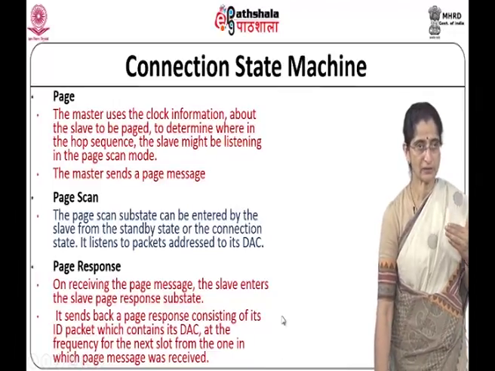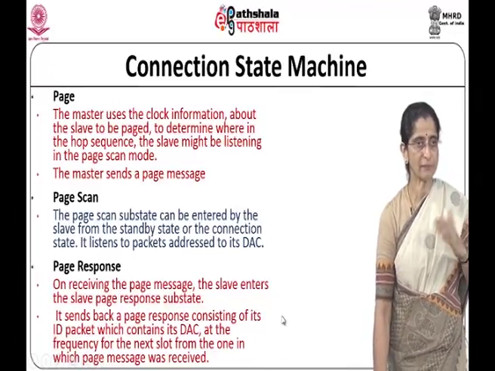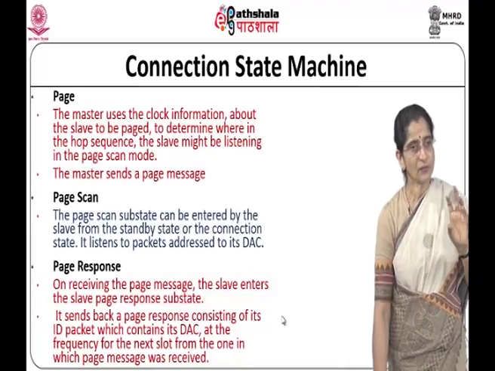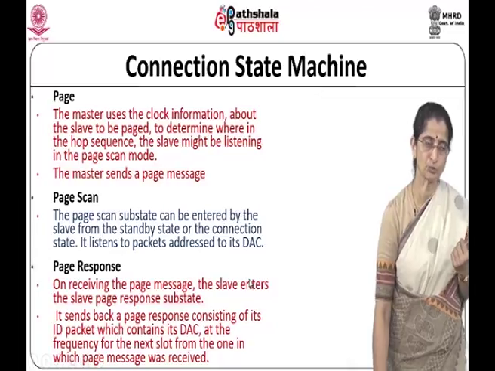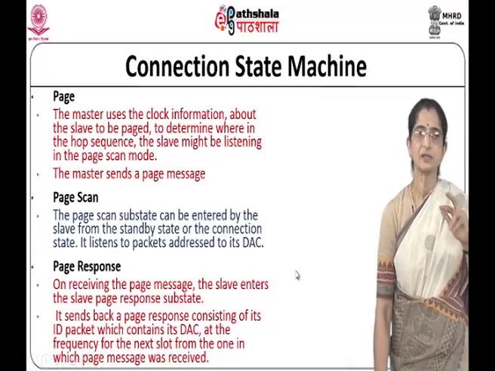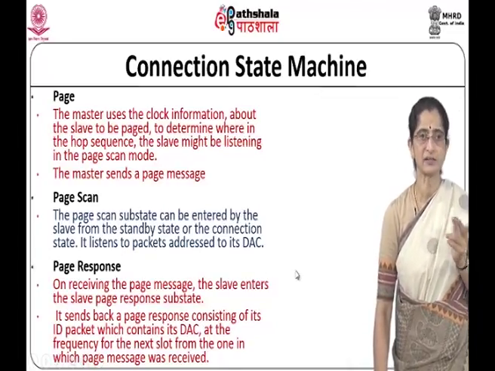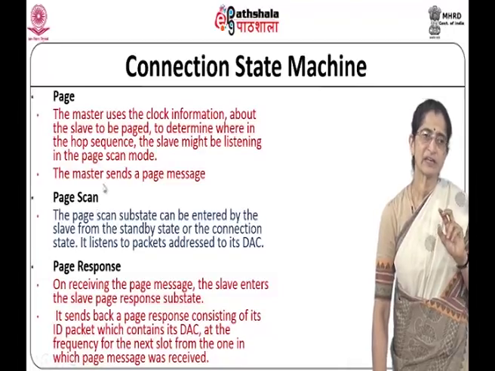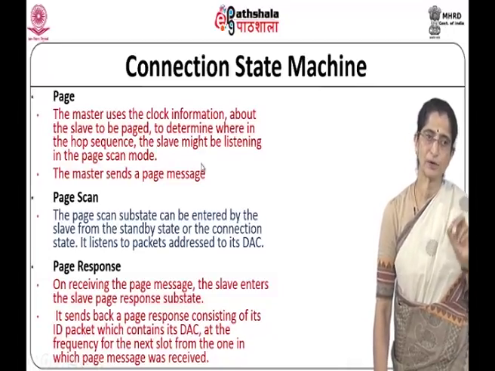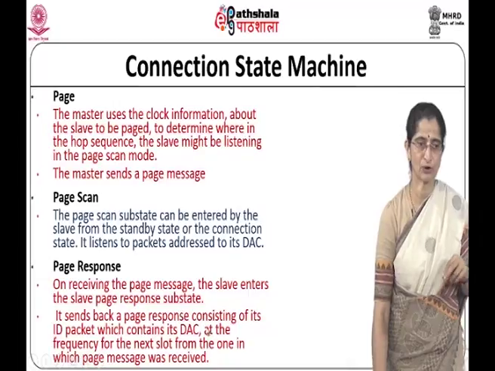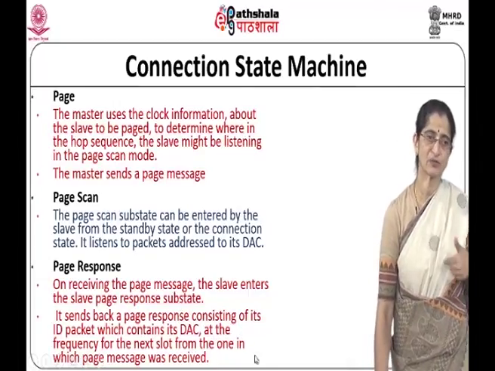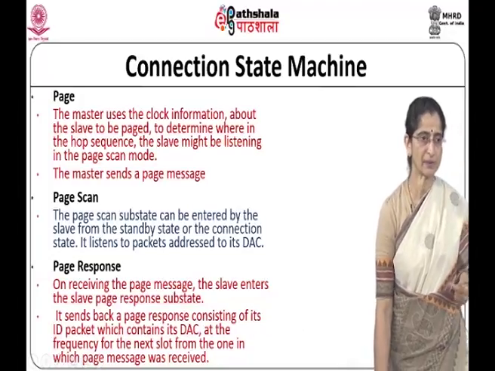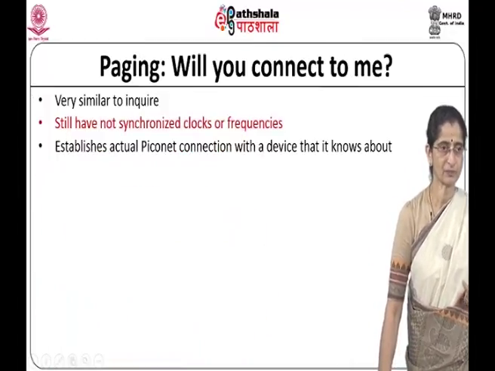So, what we actually see is that since we use time division multiplexing, the way the time slots are handled in Bluetooth is very interesting. The master and the slaves will alternate use of the time slot. Which means if the page is sent on a particular time slot, the response will be sent on the next slot. Okay, that is what we mean by saying that it is sent at the frequency for the next slot from the one in which the page message was received.